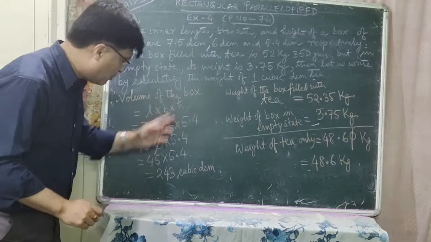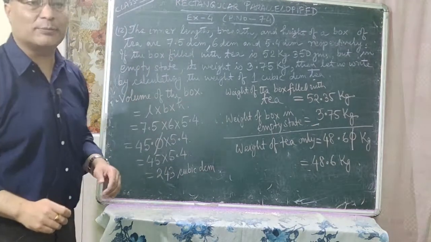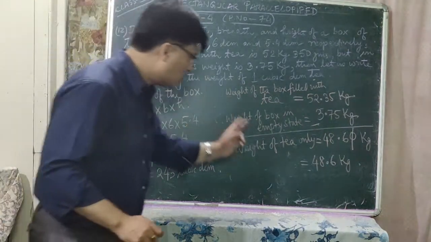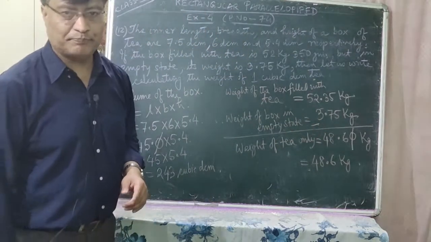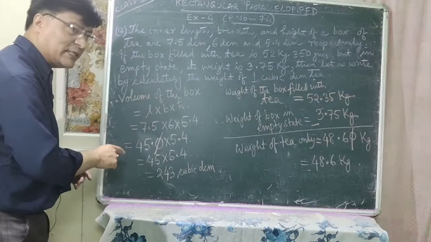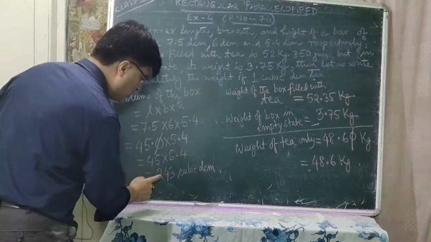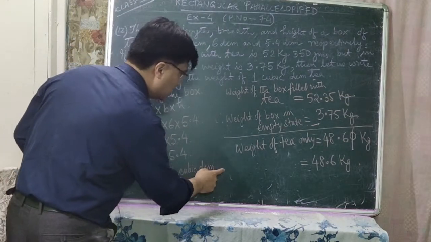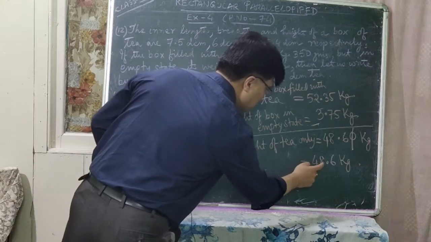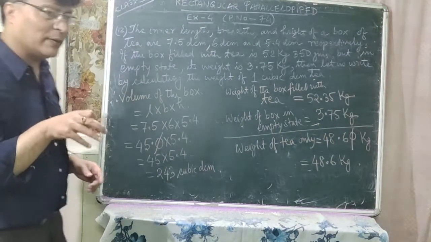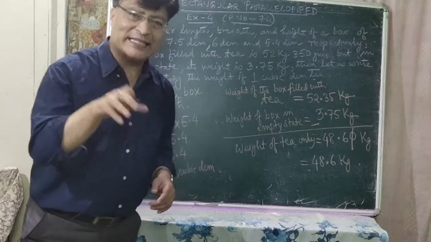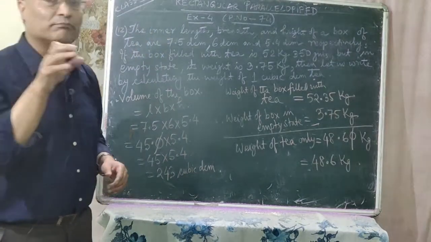What is the volume of tea in the box? It is 243 cubic decimeter. And what is the weight of tea only here? It is 48.6 kilogram. That means what can you write here? So weight of 243 cubic decimeter of tea is equal to how much? This is 48.6 kilogram.